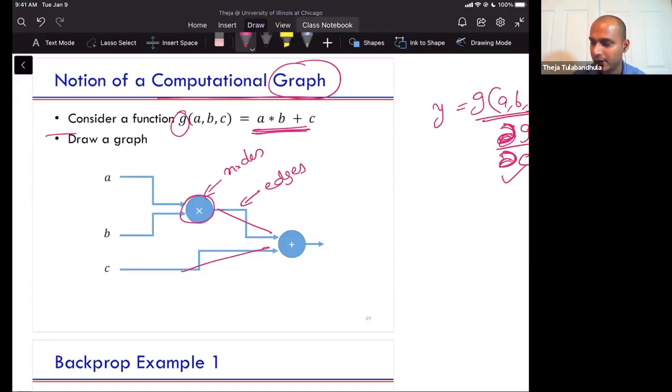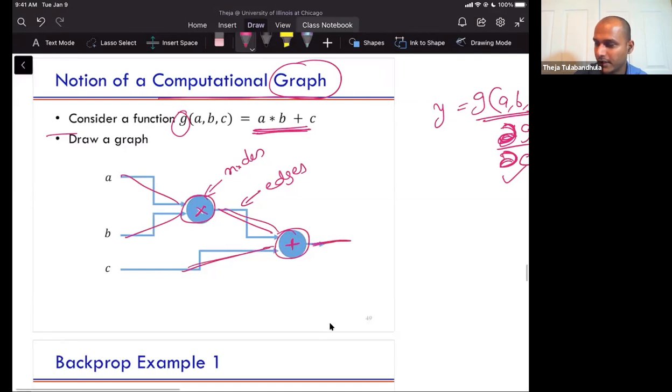You can see here for this function, I have used a node to represent the multiplication operation and a node to represent the addition operation. I've plugged two inputs into the first node, two inputs into the second node, and this is the output, D of A, B, and C. So this is an example of a computational graph, and we are just looking at one example here.